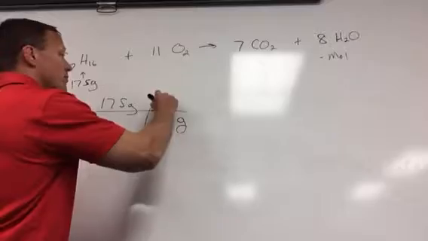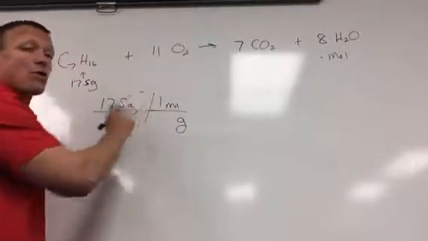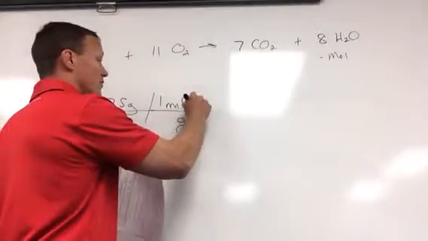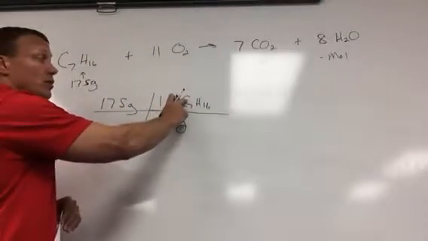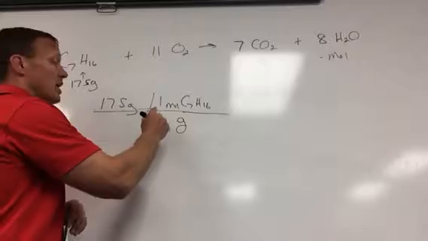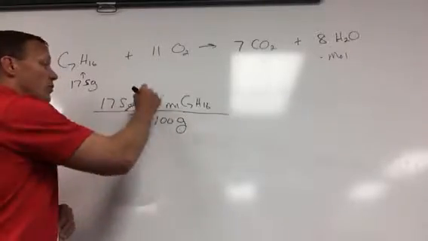So we need grams at the bottom for a mole. Again, I would write down what you have a mole of. In this case, it's a mole of C7H16 we're trying to figure out. So from the periodic table, 12 times 7 is 84, plus 16 is 100 grams for a mole.